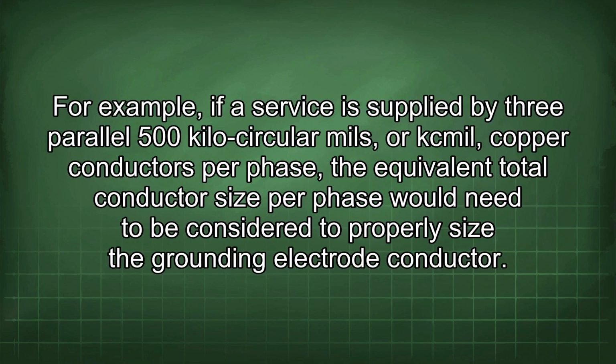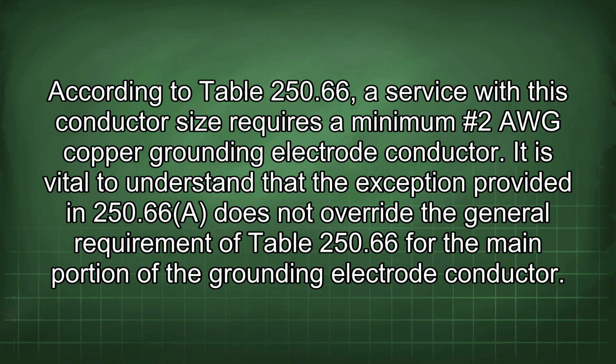For example, if a service is supplied by 3 parallel 500 kilocircular mil, or kcmil, copper conductors per phase, the equivalent total conductor size per phase would need to be considered to properly size the grounding electrode conductor. According to Table 250.66, a service with this conductor size requires a minimum #2 AWG copper grounding electrode conductor.